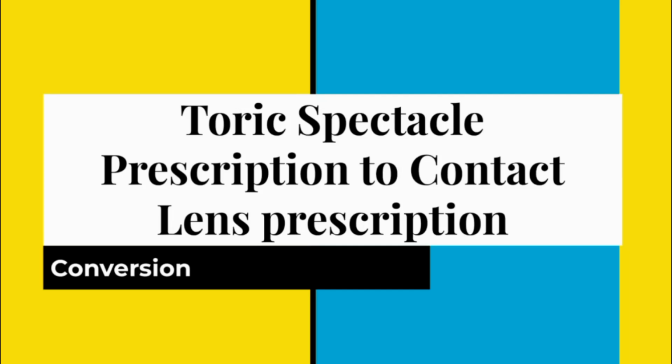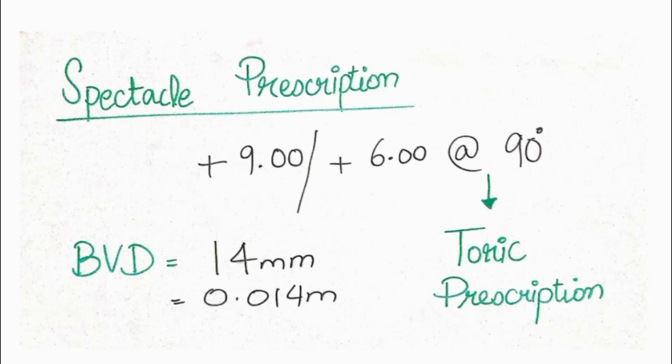Today we are going to learn how we can convert a toric spectacle prescription into a contact lens prescription, right? So let's move on and see. Toric prescription means that there is some sphere as well as cylinder in the prescription of the patient. That means the patient is using a cylindrical number as well, right? So how can you convert this spectacle prescription into the contact lens prescription?